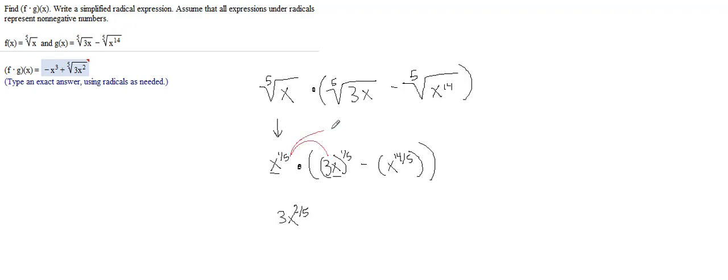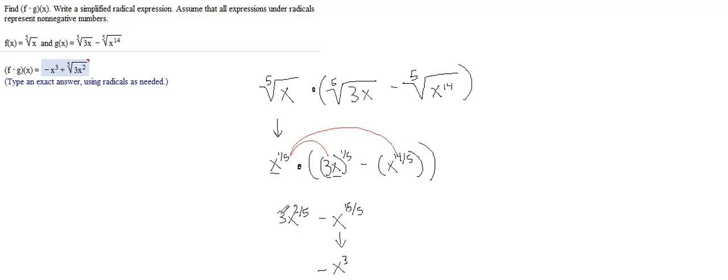Now let's distribute it through to this second one here. So I'm going to have x to the 1/5 times negative x to the 14/5. So this is going to be minus x to the, we're going to add the exponents. 1/5 plus 14/5 is going to be 15/5. But that can simplify. 15/5 can simplify to x cubed.